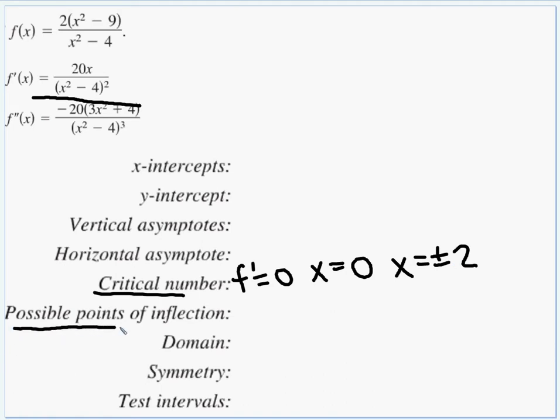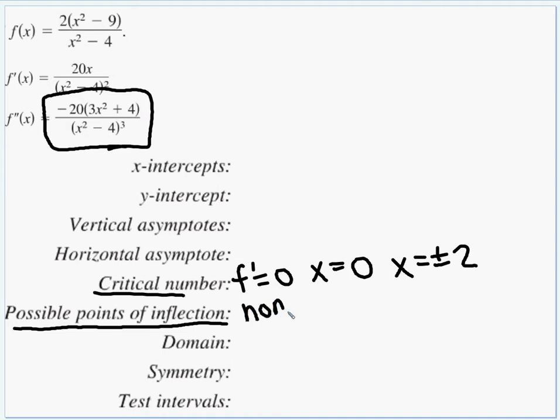Next up, possible points of inflection. Well, that is when we set the second derivative equal to 0. So here's my second derivative. If I set just the numerator equal to 0 and start solving it, I'm going to get x is the square root of a negative 4. So here, possible points of inflection, there are none. No points of inflection.